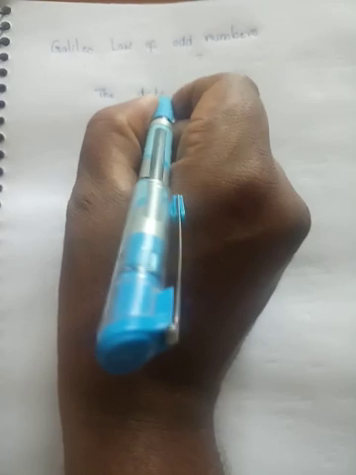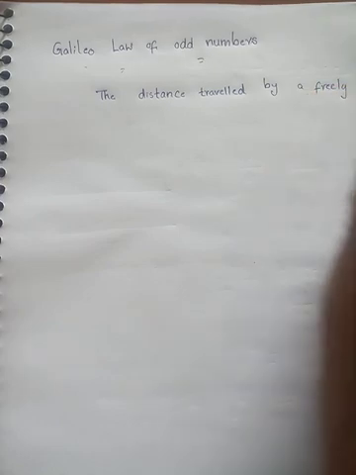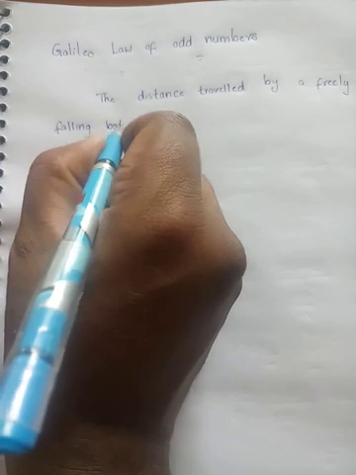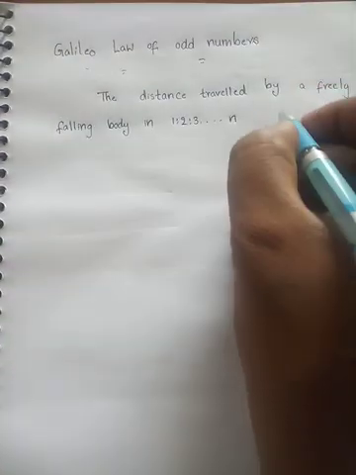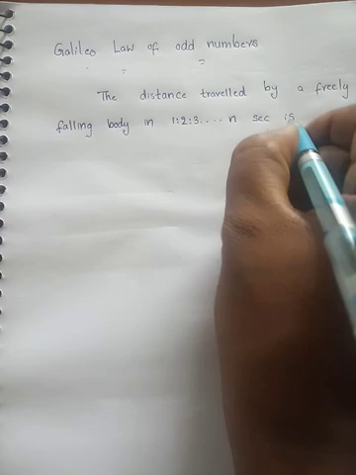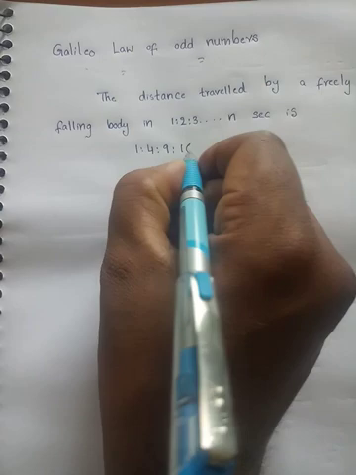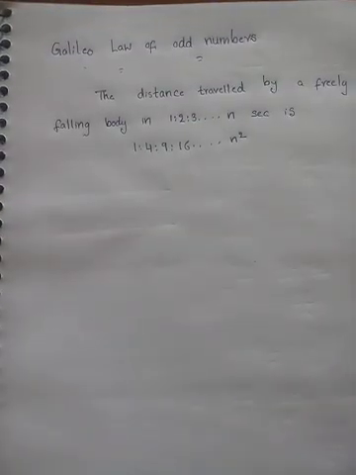The distance travelled by a freely falling body in 1, 2, 3 and so on n seconds is, he calculated the distance as 1:4:9:16 and so on n square. So, that is the statement given. Let us take the proof.